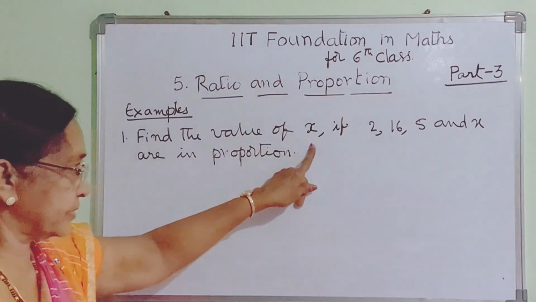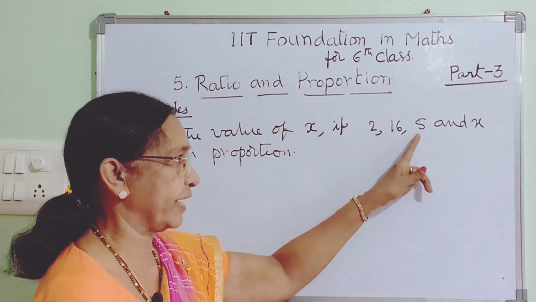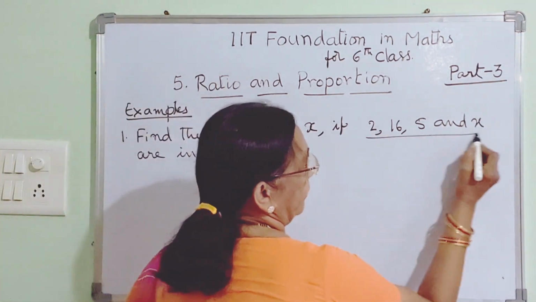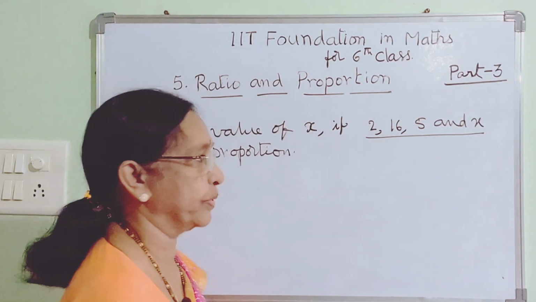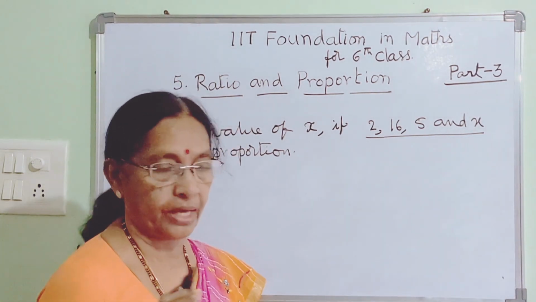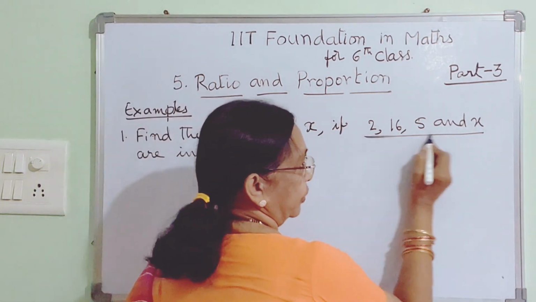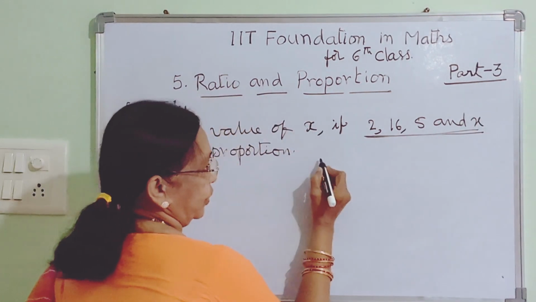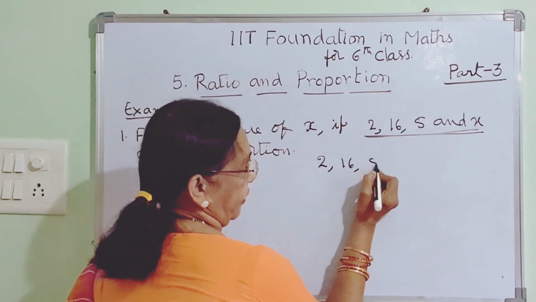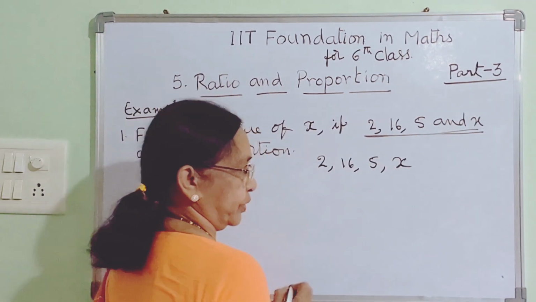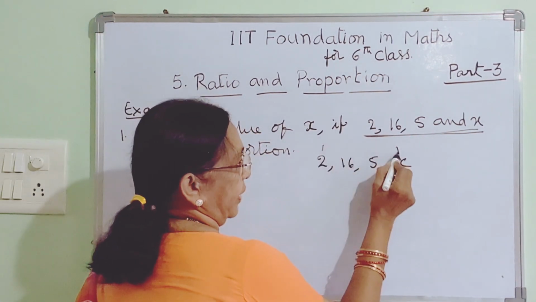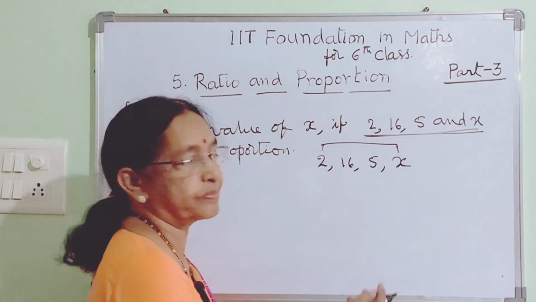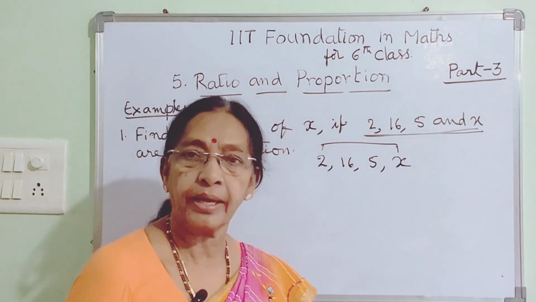Find the value of x if 2, 16, 5 and x are in proportion. If 4 numbers are in proportion, we have to take them in the same order. Order is important here. So if 2, 16, 5 and x are in proportion, the first number and the fourth number are called the extremes, and the middle numbers are called the means.